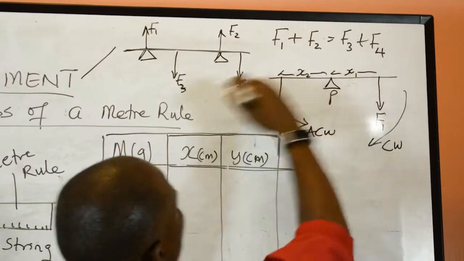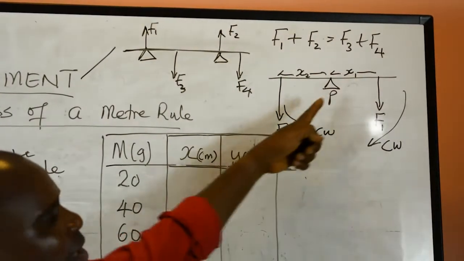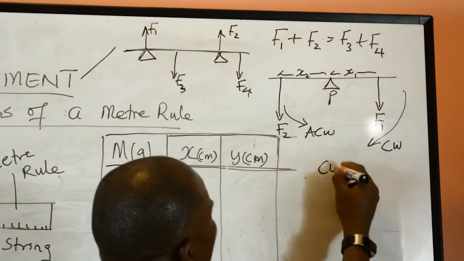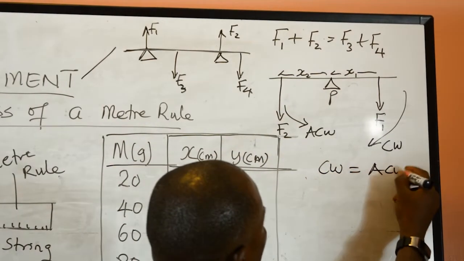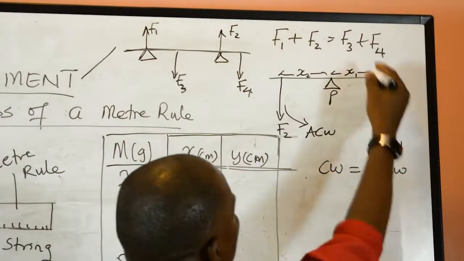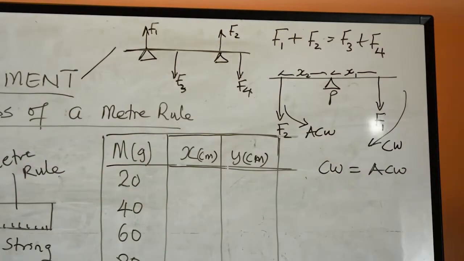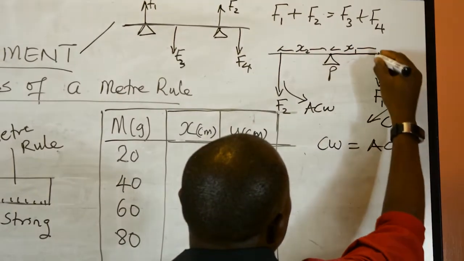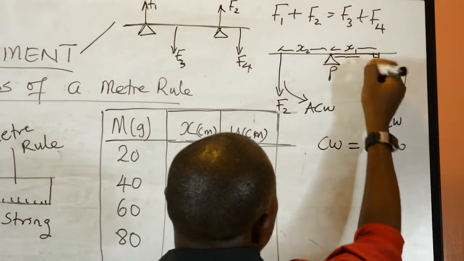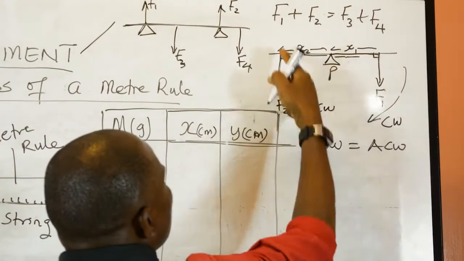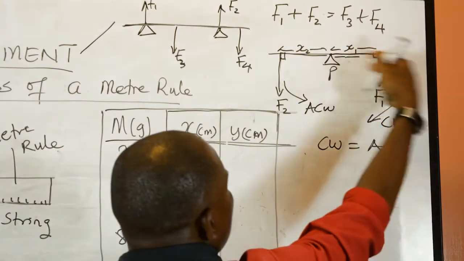So for this meter rule or any other object that is trying to maintain equilibrium horizontally, it must ensure that the clockwise turning moment must be equal to the anti-clockwise turning moment about that point called the pivot. So if I now do the math, I have already defined moment as what? The force times the perpendicular distance, and you must know that it's perpendicular because this is the force going this way. There's a perpendicular distance here. This one too is also perpendicular. So it's force times perpendicular distance, force times perpendicular distance.